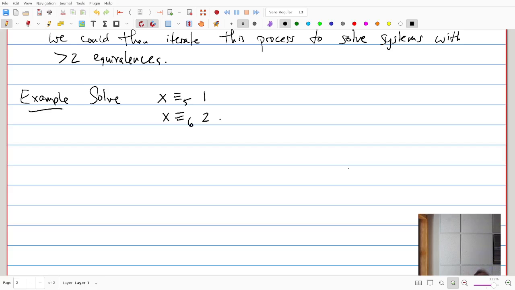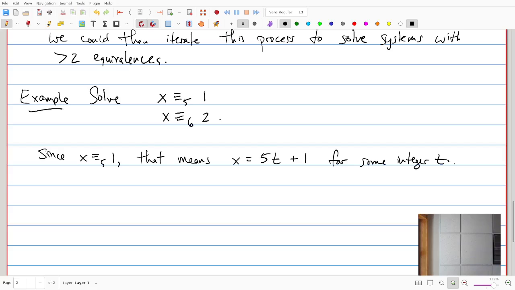Well, here's what we're going to say. Since x is equivalent modulo 5 to 1, what does that mean? That means that x is 1 more than some multiple of 5, right? So that means x is 5t plus 1 for some integer t, right? That's just a different way to say the same thing. Substituting for x in the second equivalence.